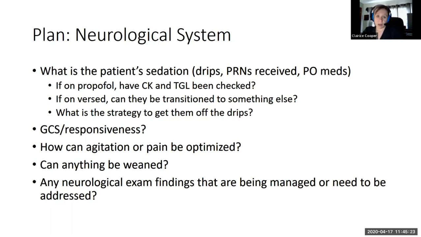Starting with the top, the neurological system. Again, you should be looking at what the patient's sedation is. And this includes everything. So the drips that they're on, including the rate, and any PRNs that they've received. Make sure you're looking at the MAR and or talking to the nurse to find out how many PRNs they actually are receiving. And also look at their scheduled PO meds. Sometimes those things get forgotten about.